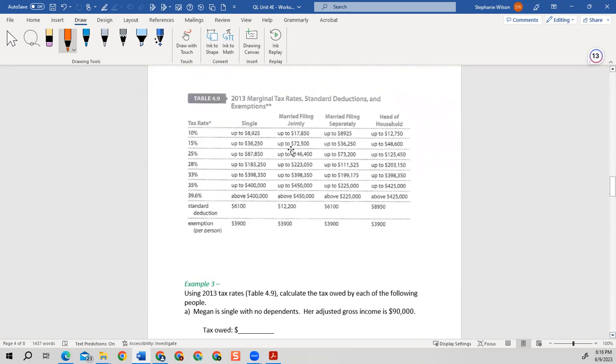Guys, take a minute. You might want to take a picture of this or whatever, because we're going to go back and forth to this. I will probably scroll back and forth between screens on this next part.